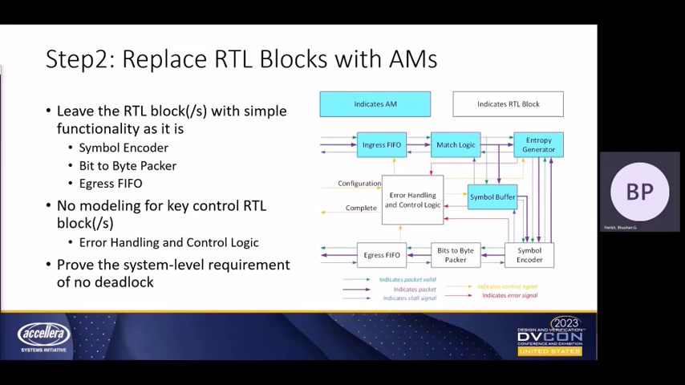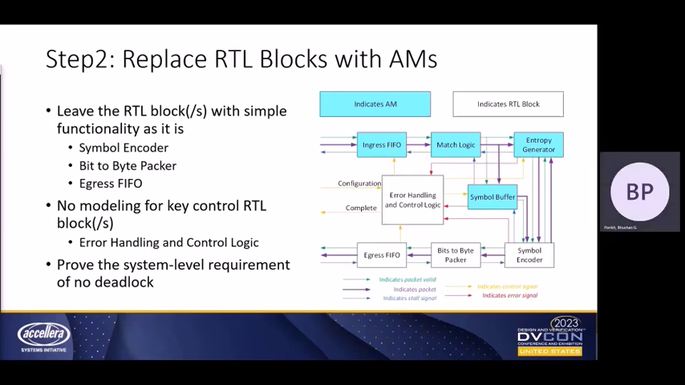For example, symbol encoder, bits to byte packer, and egress FIFO were relatively less complex blocks in our design, so we did not model them. Another important point is not to replace the RTL block for which we are trying to achieve the proof. For example, in our design, the error handling and control logic block had most of the control signals, making it the key block for formal proof. Hence, we did not develop a model for it either.